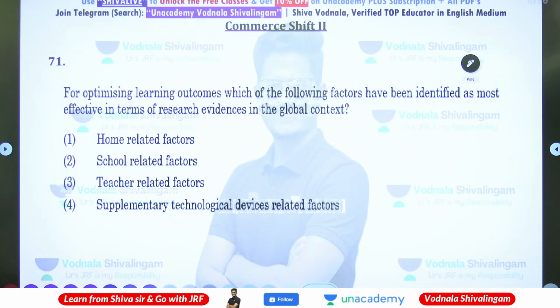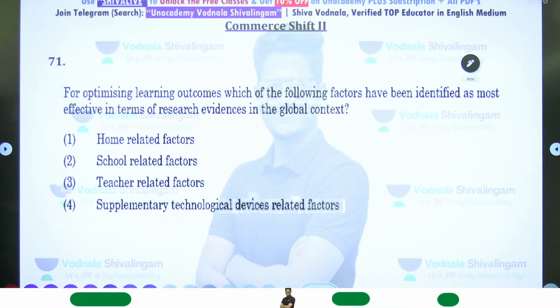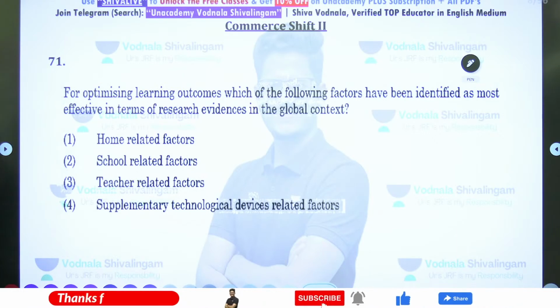So let us start with the unit. Part number 3 of the teaching aptitude, question number 1. For optimizing the learning outcome, which of the following factors have been identified as the most effective in terms of the research evidence in the global context?